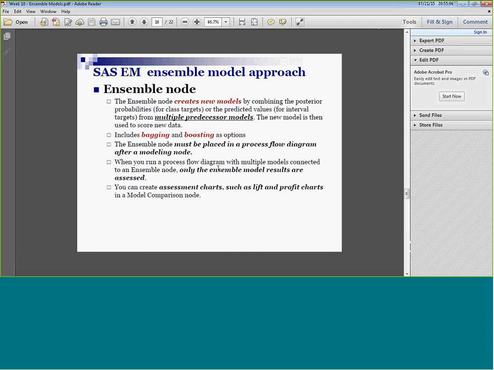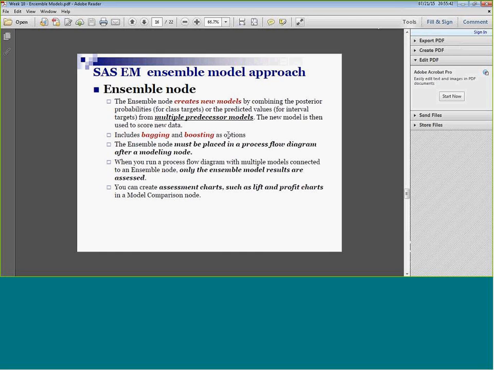The other way to do ensembles in SAS is really to use the ensemble node. Now, the ensemble node does something rather interesting. It creates new models by combining the posterior probabilities, if it's a class target, or the predicted values for interval targets, from multiple predecessor models. And then the new model, remember this ensemble model creates a new model, is then used to score new data.